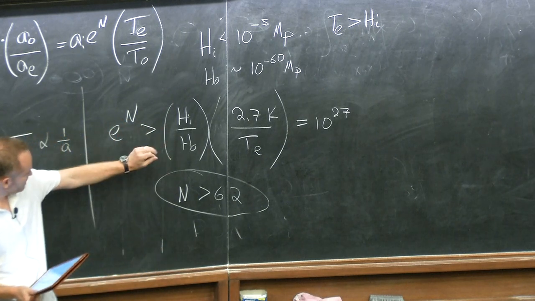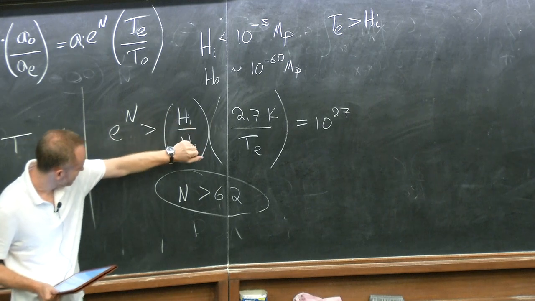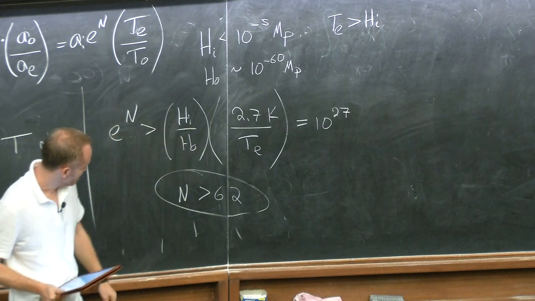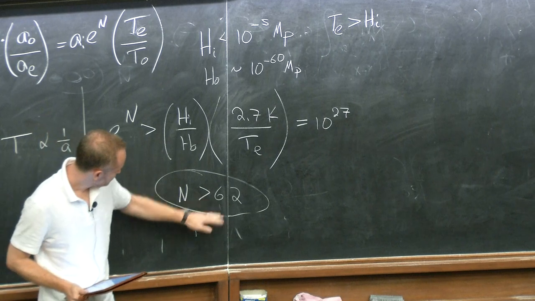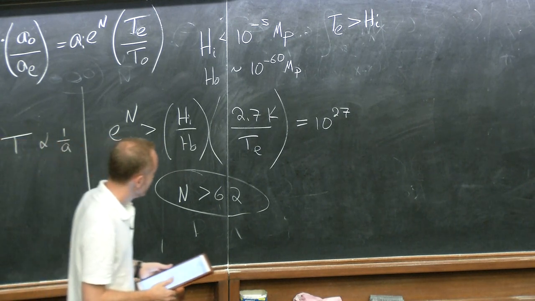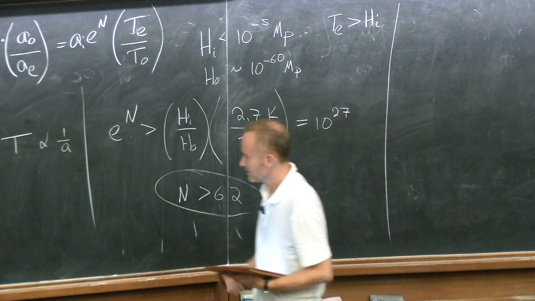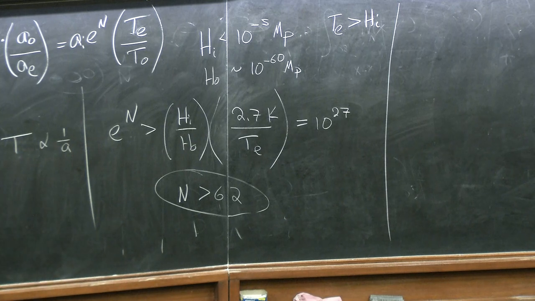And so again, this is the worst possible case, in the sense that if I made H_I smaller, this number would be smaller. If I made T_E larger, it would also be smaller. So if N is bigger than 62, that's enough, no matter what the Hubble constant and the temperature are. But in many models, it's not necessary for it to be quite that large. Okay, so again, what did we do here? We said we want to make omega k in the early universe very, very small.